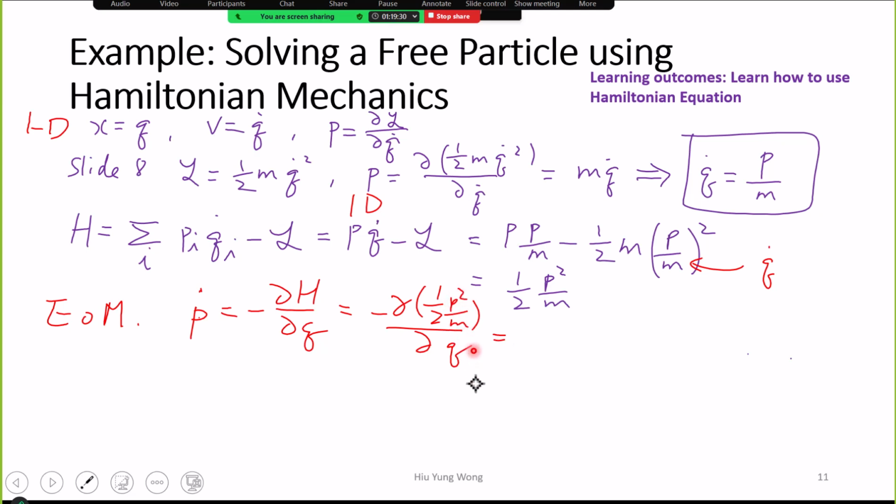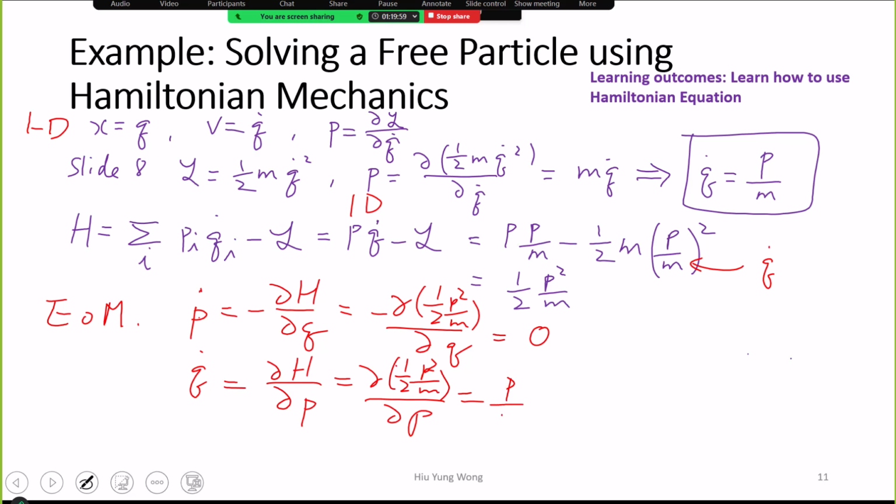How about q dot? This is another equation, partial H over partial p. If I do this, it's just the partial of p squared over 2m with respect to p, which is equal to p divided by m. What does it tell me? It says that the momentum is constant for a free particle. Great, that's what we know, right? It also tells me the momentum equals m times velocity.